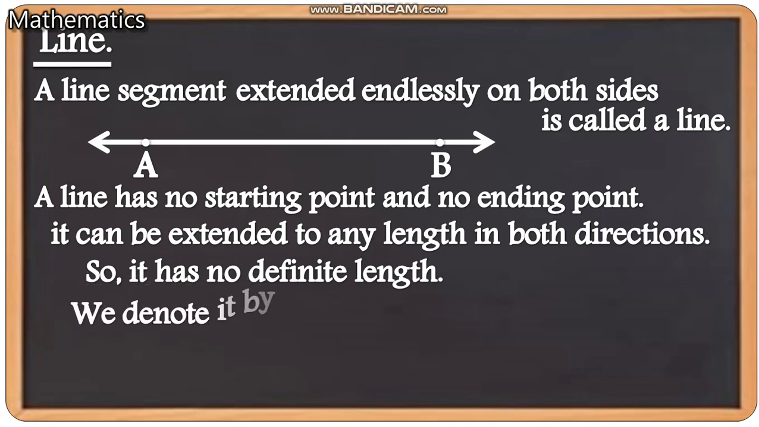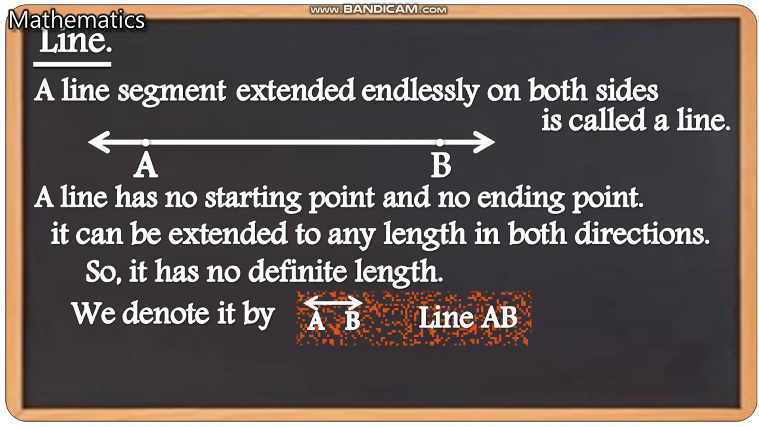We denote it this way: a small line, and at both ends you give two arrow marks, A, B. How can we read this? Line AB. Read again. Line AB. A small line and AB. That is line AB.